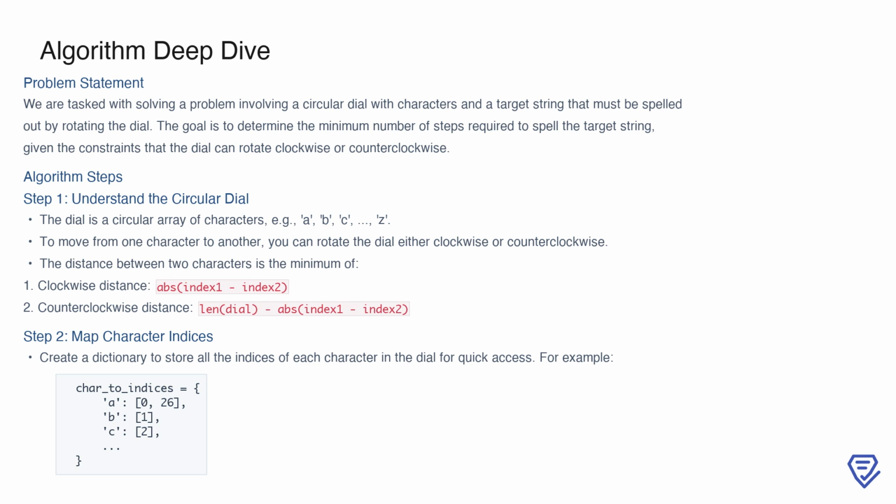Additionally, we can map each character to its indices on the dial using a dictionary. For example, A might appear at positions 0 and 26 if the dial wraps around. This mapping allows us to quickly look up where each character occurs, which is essential for minimizing the steps required to spell the target string.